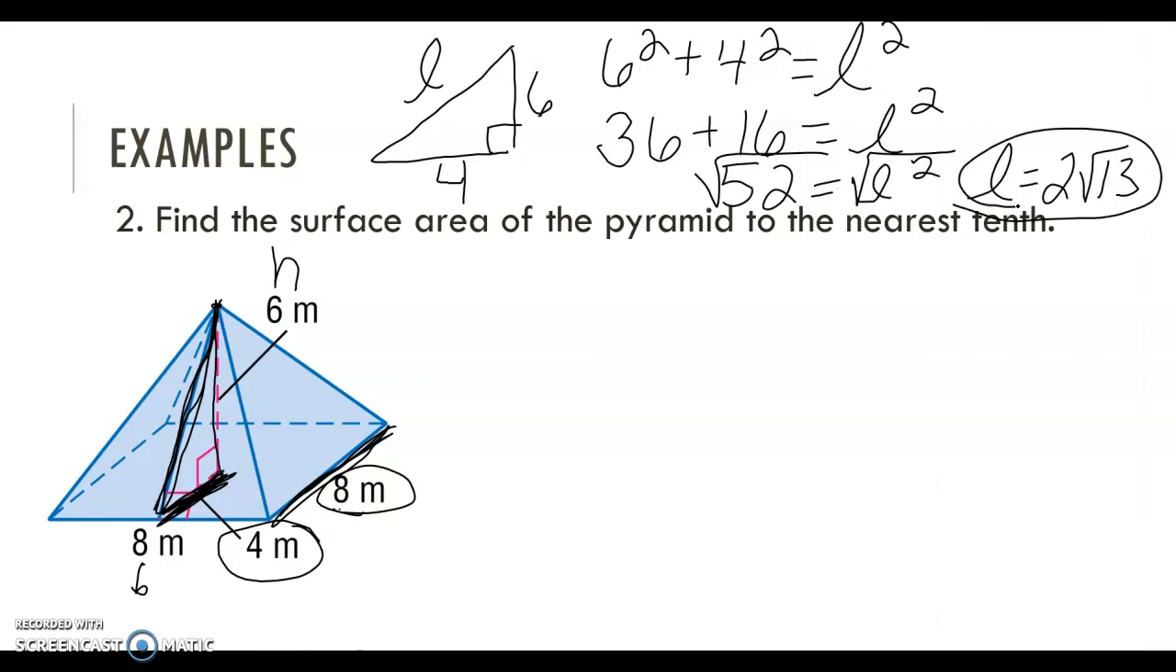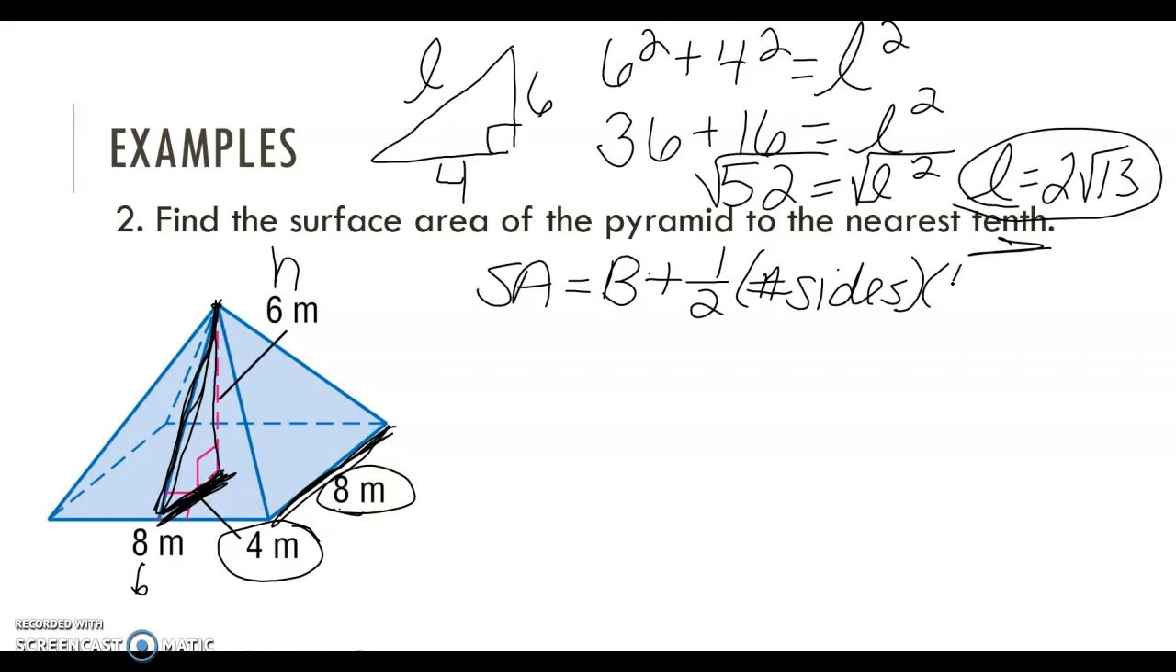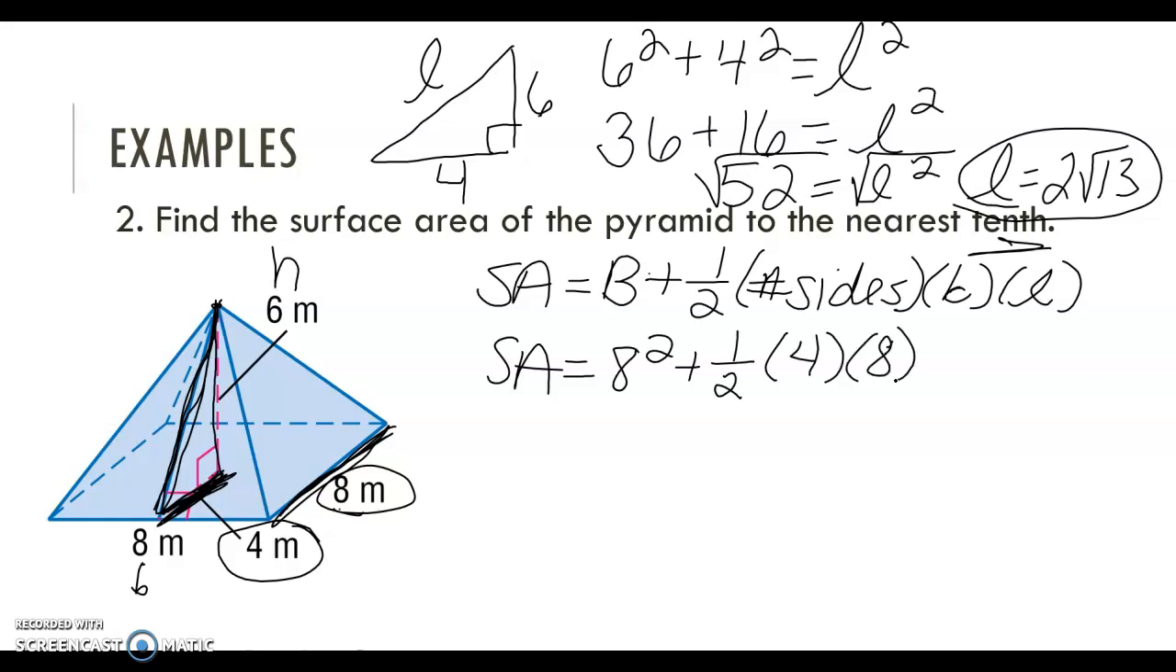And then when we substitute in, we're going to round to the nearest tenth. So let's go ahead and substitute in. So surface area is base area plus 1/2 number of sides, each base side times slant height. So base area is going to be 8 squared plus 1/2, 4 sides still. Each side is 8, and the slant height is 2 square root of 13.